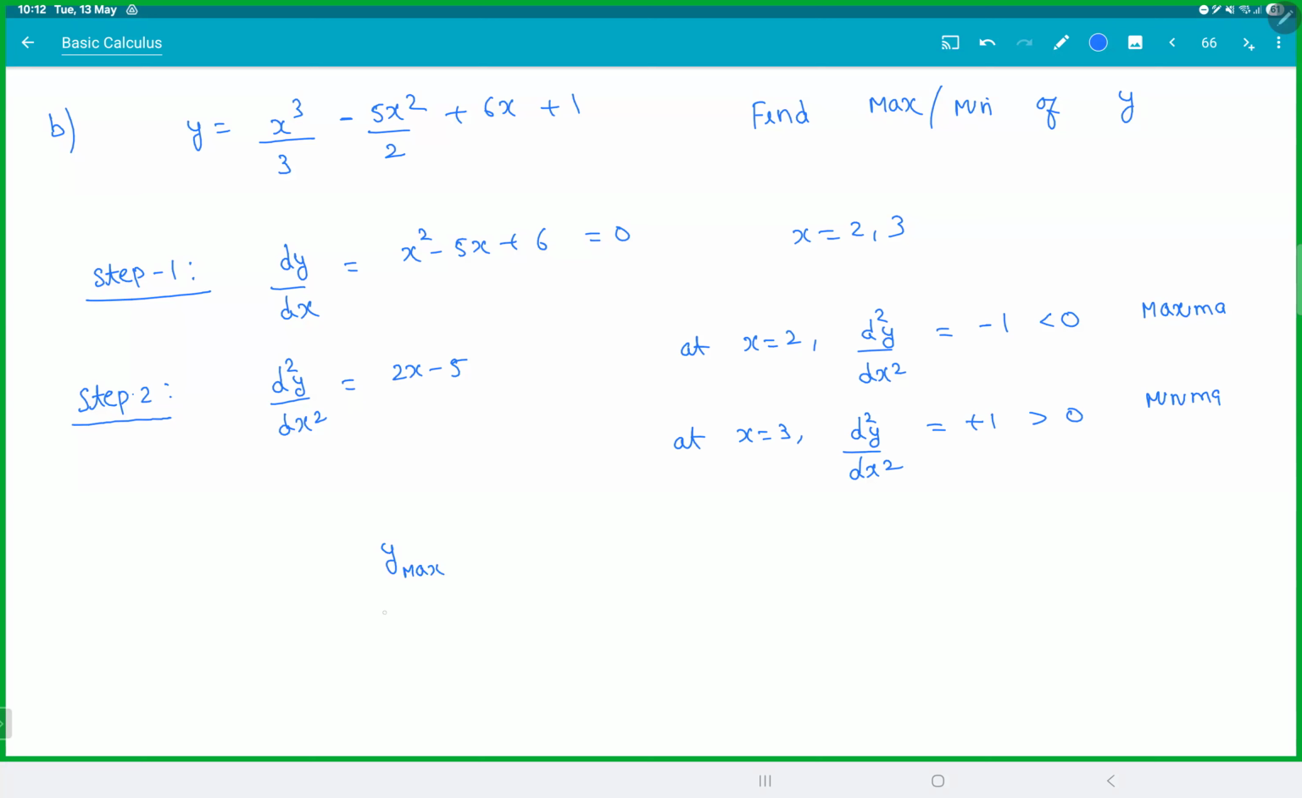So you get y maxima when you keep x is equal to 2. How much is this? 17/3. Y minima is when x is equal to 3, and this is 11/2. Check your answers. Is this clear, everyone? Sir, like when x is 2, it will be minimum? No, it's less than 0, no? Yeah. All clear with this?